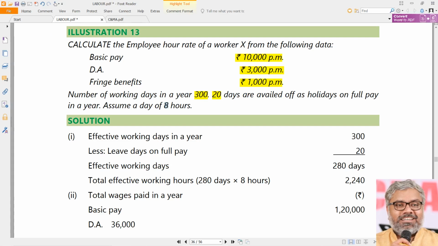Assume a day of 8 hours. That's the question. So 20 days are holidays. So effectively, how many days would the employee have worked? Only 280 days, because he would have worked only the days after excluding the holidays which he has taken on full pay. So the effective number of days will be only 280 days, and each day has 8 hours. That means the number of hours effectively he would have worked in a year would be 2240.